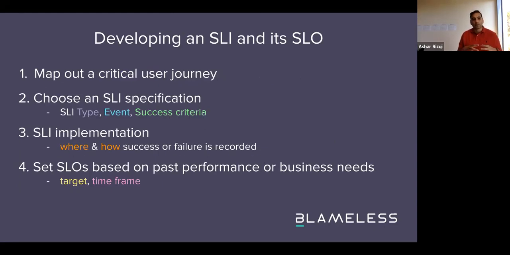Great. So this is just a recap. Developing an SLI and its SLO. Step number 1, map out a critical user journey. Choose an SLI specification like the type, event, success criteria. Take that specification and convert it into an implementation. That is, where and how is the success or failure recorded? And then set your SLOs based on past performance or what your business needs are. As you can see, SLI is the name, the definition, and SLO is the target.